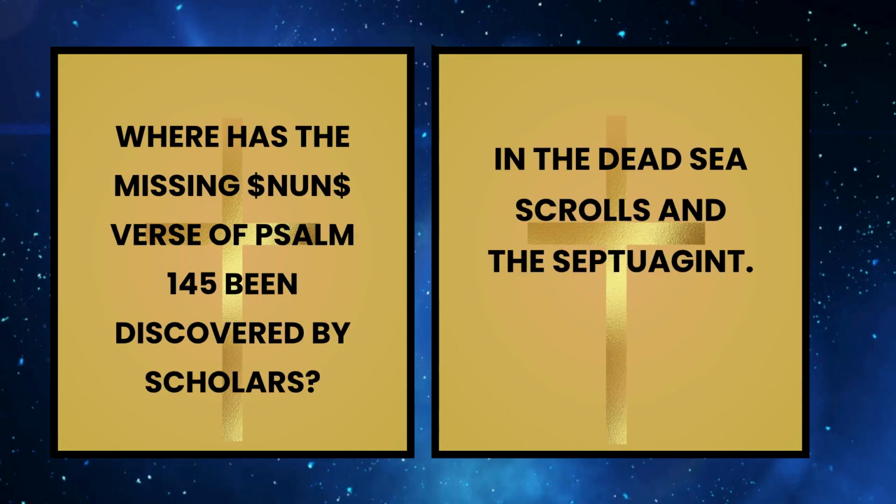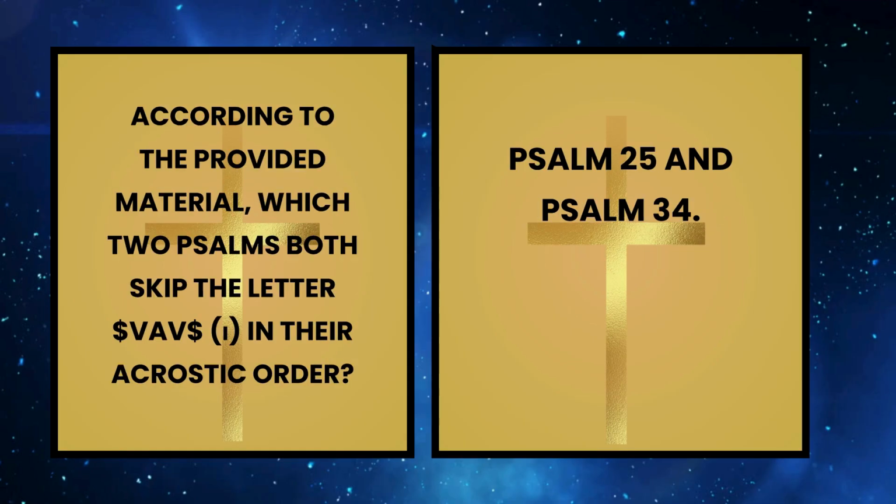Where has the missing Nun verse of Psalm chapter 145 been discovered by scholars? It has been found in the Dead Sea Scrolls and the Septuagint. According to the provided material, which two psalms both skip the letter Vav in their acrostic order? Those psalms are Psalm chapter 25 and Psalm chapter 34.